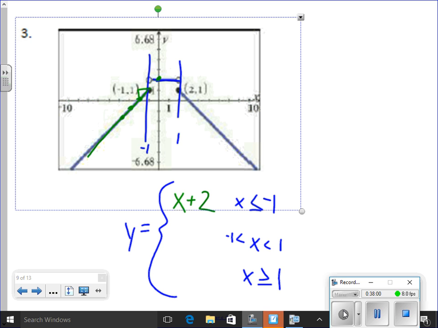The second piece is a horizontal line, so it's going to have a 0 slope, and it also hits at 2. So it would be 0x plus 2, or just y equals 2. And then the third piece is a negative 1 slope, so it would be a negative x. And if this kept going, it's at (2, 1), then it's at (1, 2), and then it's at (0, 3). So it's negative x plus 3.